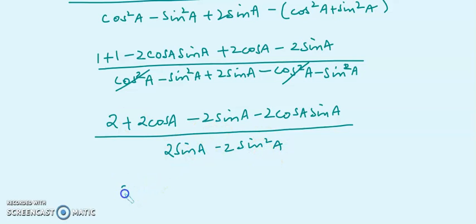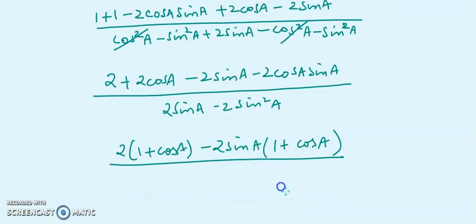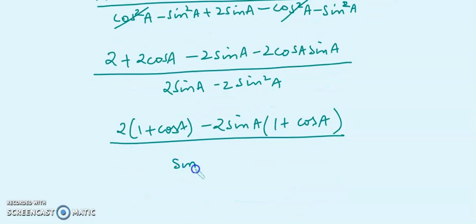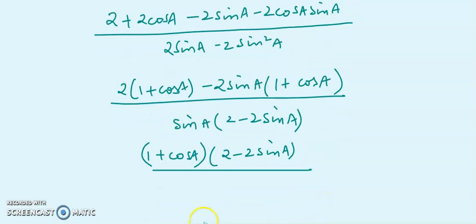Correct? I'm going to take the common factor. So 2 is 1 plus cos A. Then minus 2 sine A comes out. And you will get 1 plus cos A. In the denominator, I'm going to take out the sine common. So 2 minus 2 sine A. So if I'll rearrange the numerator, I'll get 1 plus cos A, 2 minus 2 sine A, the whole divided by sine A, 2 minus 2 sine A.